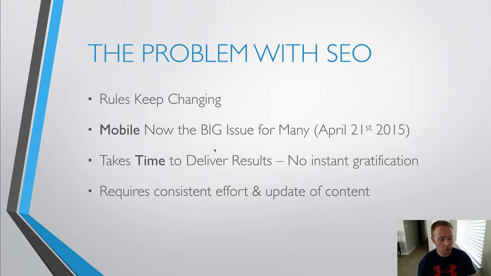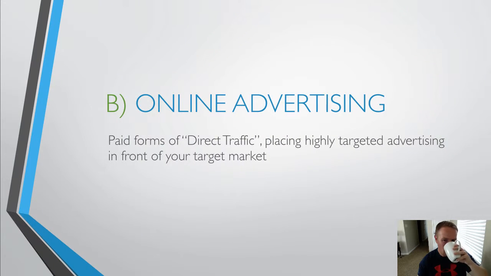Okay, the next form of traffic generation strategy is online advertising. And these are really paid forms of direct traffic, placing highly targeted advertising in front of your target market and asking them to click through and come to your website. And again, that could be to get a sale, to capitalize on a current offer, to get an email subscription or whatever. Different types of online advertising, so you're aware.